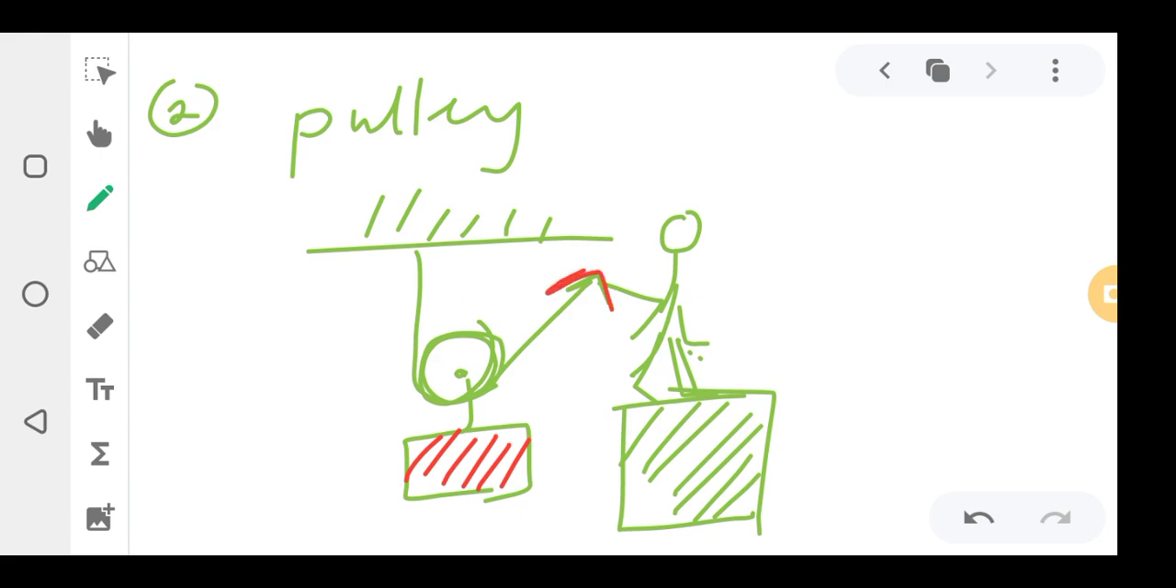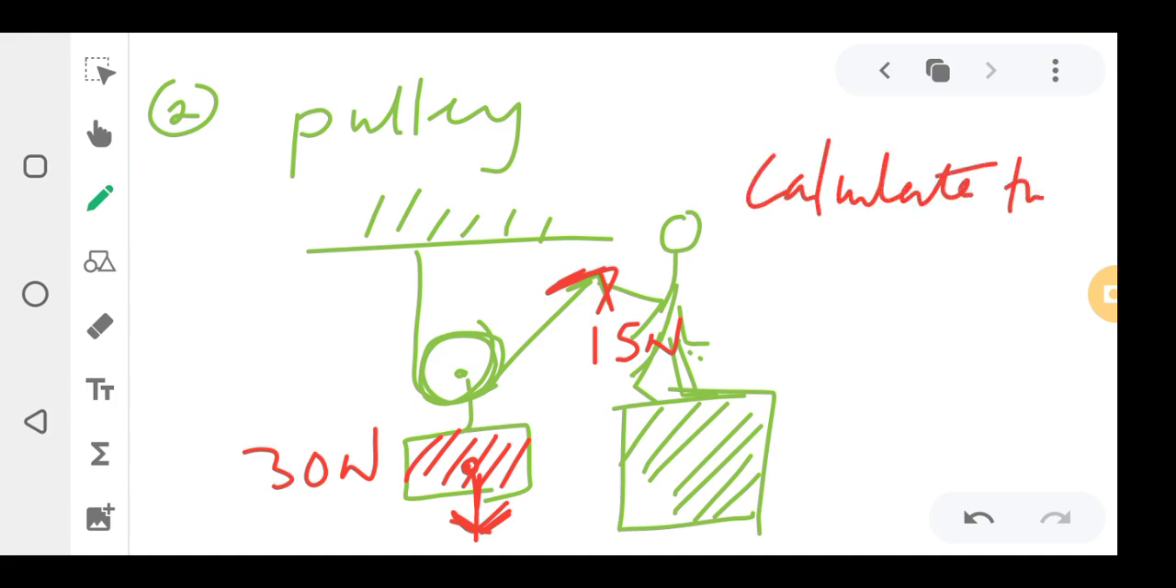How heavy is this? You're applying effort this side. How much weight is here? The weight is pointing downwards. It is 30 newtons, and then you apply an effort of 15 newtons there, in this direction. Calculate the mechanical advantage. I'll just use short initials: MA means mechanical advantage. So mechanical advantage is going to be load over effort. Load is what?